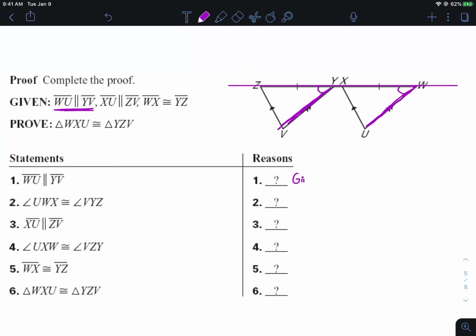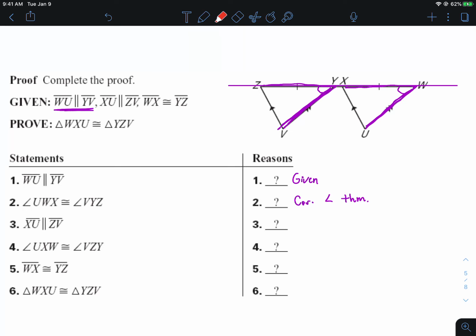So the first thing we just say given, of course, and then we're going to say UWX, that corresponding angle is congruent to VYZ. Those are corresponding angles that touch parallel lines. That is the corresponding angle theorem when that happens.